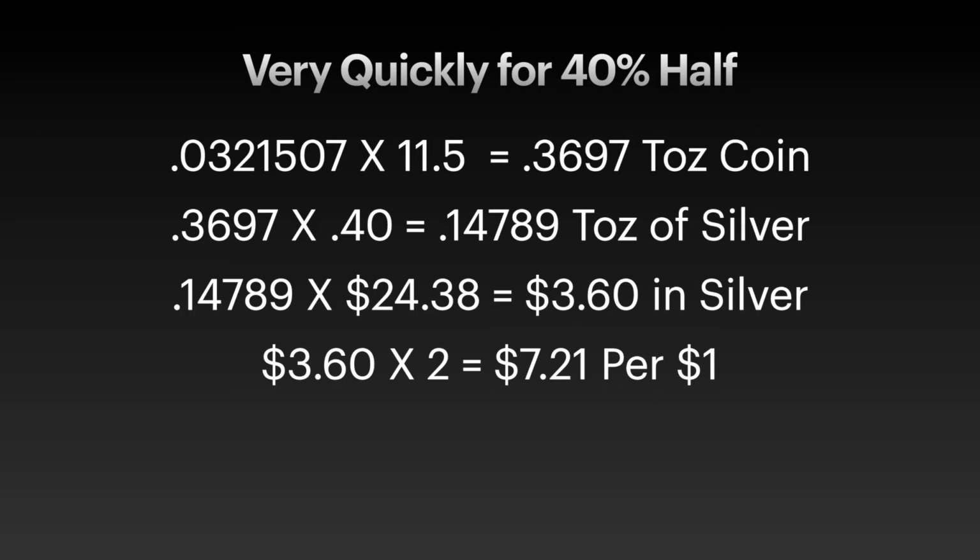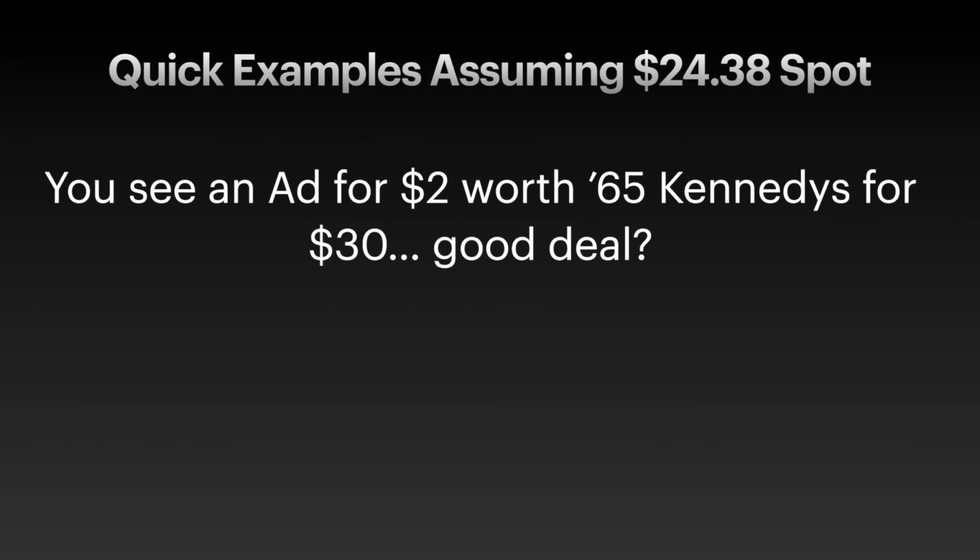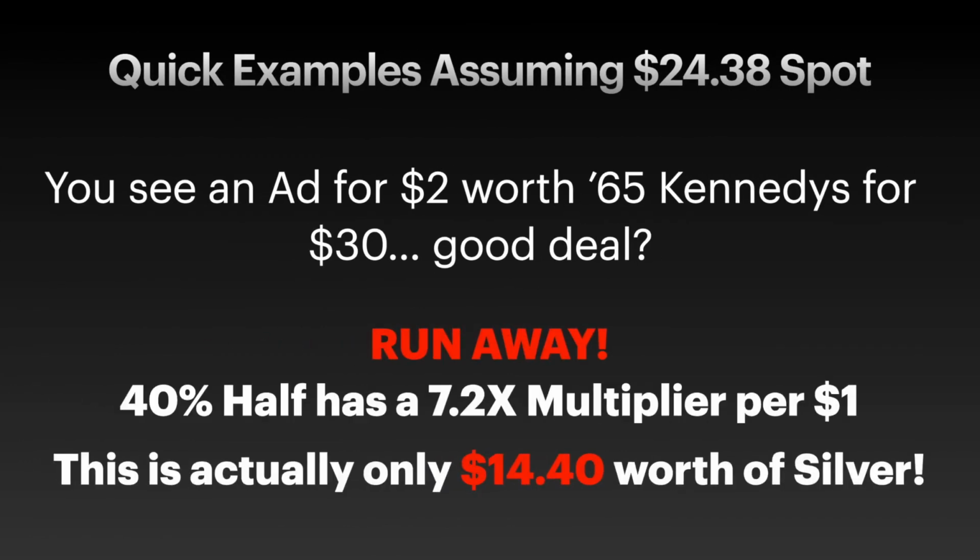But at the end of the day, there's only $7.21 worth of silver in two 40% half dollars, right? So it's roughly $3.60 worth of silver per coin. So that's a 7.2x multiplier. Going back to our example, yes, you should run away because there's really only $14.40 worth of silver. And if you hit the buy button on an offer like this too quickly, you realize that you just got taken for about $15.50 over the silver content in those coins.